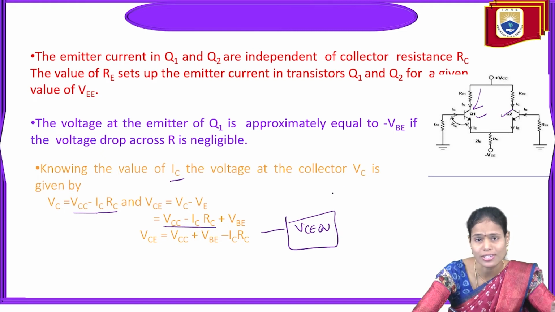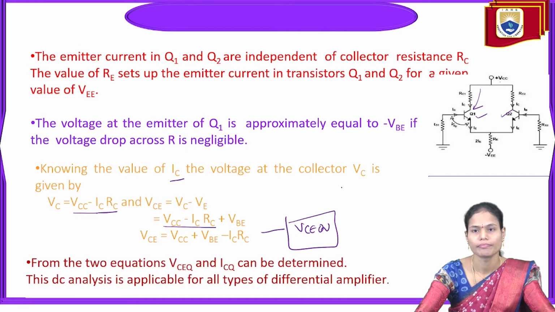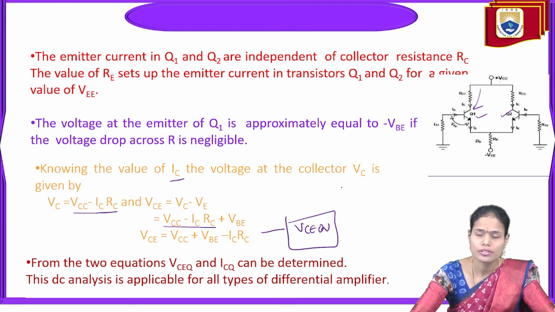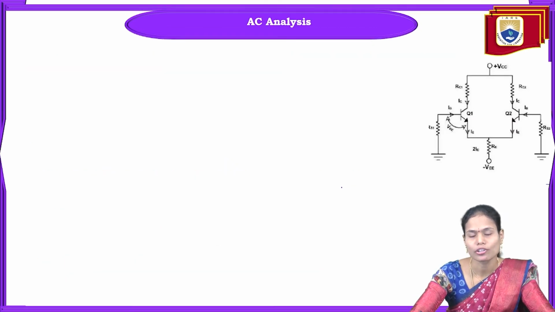We have calculated the ICQ value as well as the VCEQ value. By using these two values, we can find the operating point of this dual input balanced output differential amplifier. These ICQ and VCEQ values are applicable for all four types of differential amplifiers. From the DC analysis, we have calculated the operating point, and next we are moving to the AC analysis.